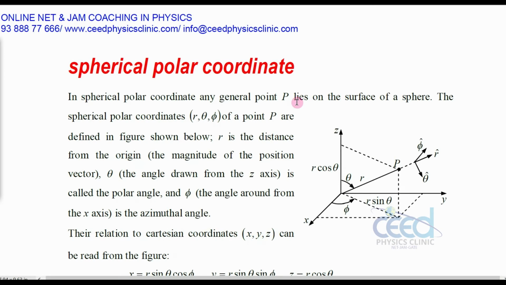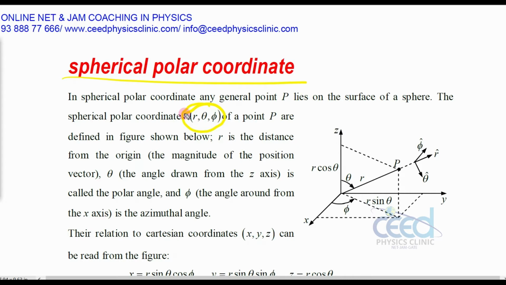Hi friends, good morning. Today we are going to discuss the second part of vector algebra, that is spherical polar coordinates. In the last session we discussed the Cartesian coordinate system. Today we are going to discuss spherical polar coordinates. To locate a point on the surface of a sphere, we use three coordinates r, theta and phi. We'll discuss in detail.